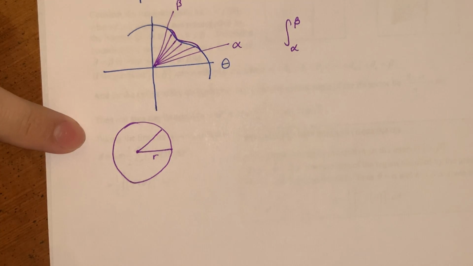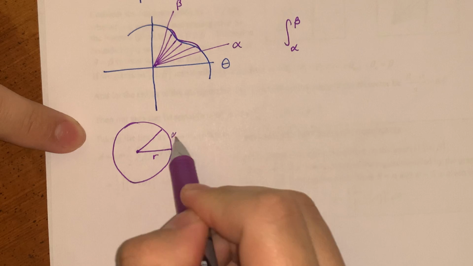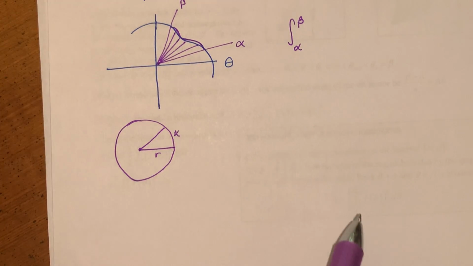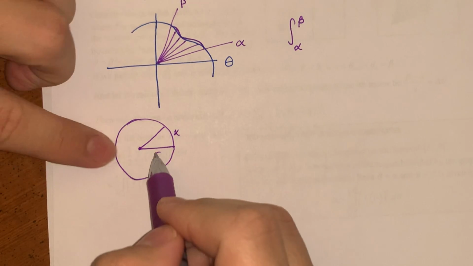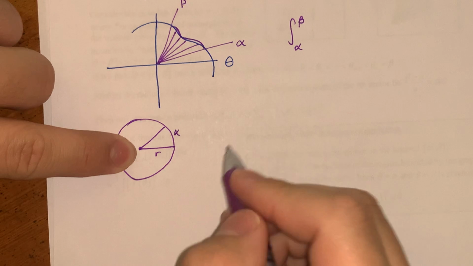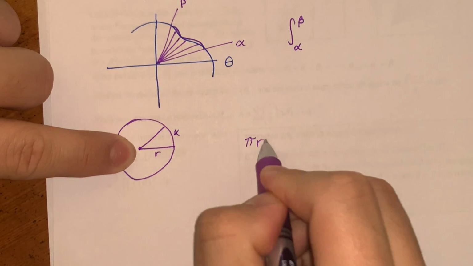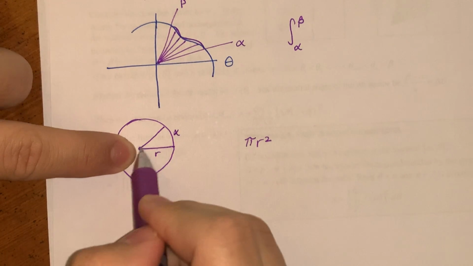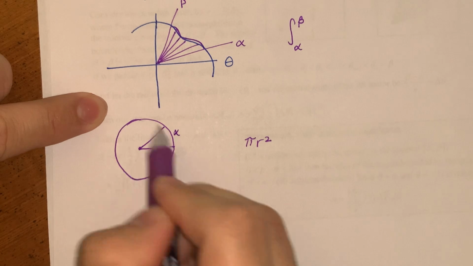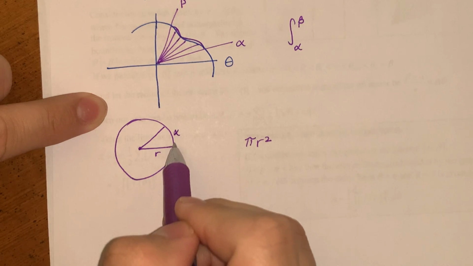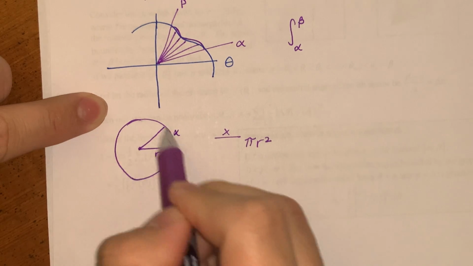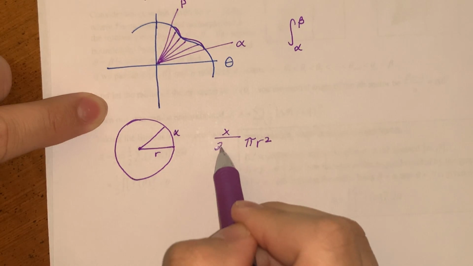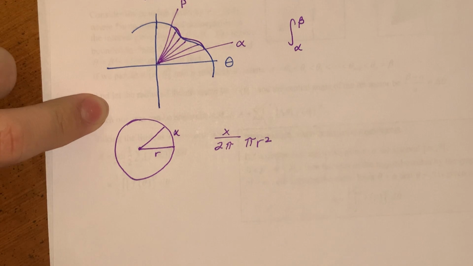It has a radius and some kind of angle measure, which in our case is in radians. How do we find the area of a circle? The area of a circle is pi r squared. But a sector is a fraction of that entire circle, and that fraction is whatever x is, divided by the measure of the whole circle, which in radians we know is 2 pi.